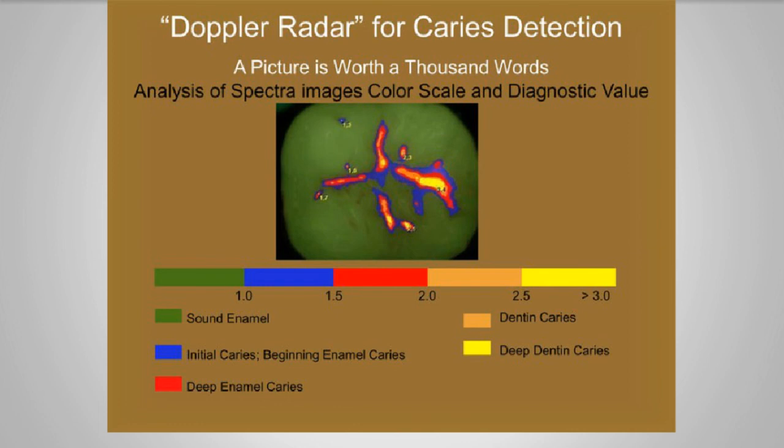And if you see here, we actually show the scale. So green, when it fluoresces, is healthy enamel. There's nothing wrong with it. And then blue is your initial caries. Again, at that point, what do we want to do? Seal it? Remineralize it? Your choices are different.